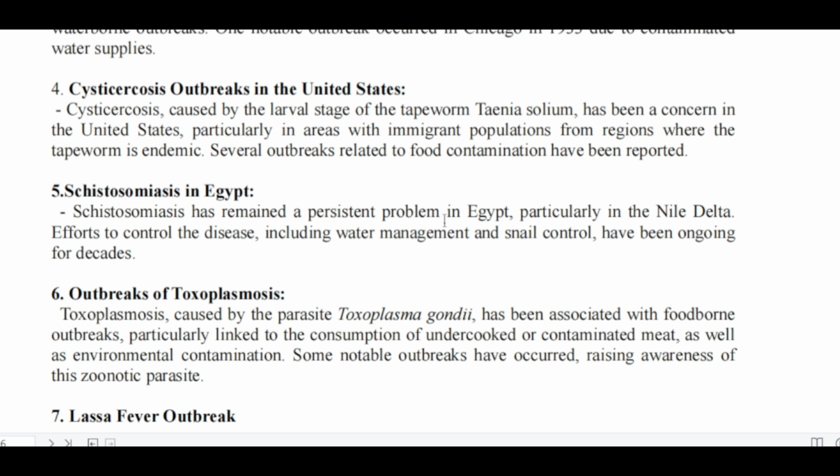Schistosomiasis has remained a persistent problem in Egypt, particularly in the Nile Delta. Efforts to control the disease, including water management and snail control, have been ongoing for decades. We keep exploring, and recently I heard about its vaccine and how the trial is going on. So hopefully with time we'll be able to overcome the disease. But it's actually causing a lot of havoc.